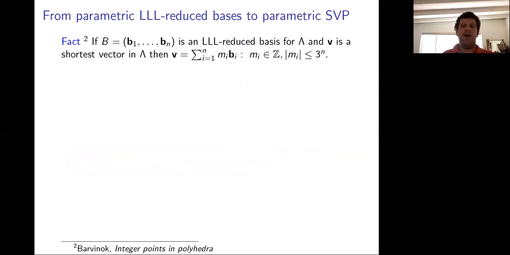So before I talk about how to prove that, let me explain how to get from parametric LLL to parametric shortest vector, because this is not so difficult. It's a neat little argument. One fact is if I have an LLL reduced basis and V is the actual shortest vector, then I can express it as an integer combination of this basis where all of the coefficients are at most 3 to the n.